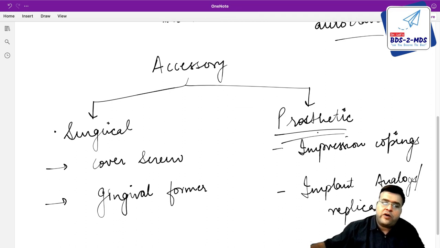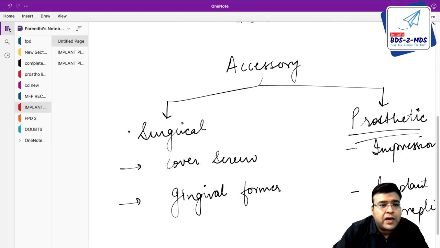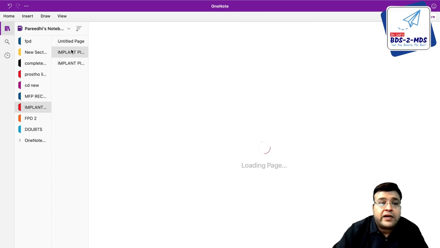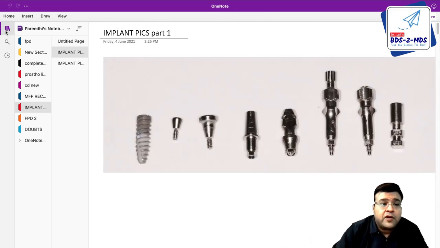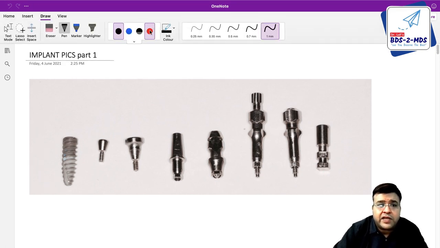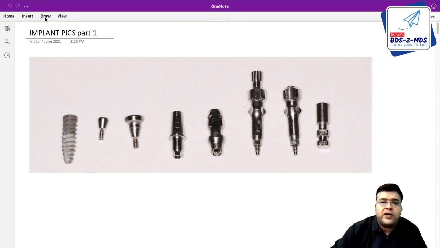So what do we want to know here is where these components are used. We are going to discuss in detail all these parts. So let us see how these components look. How do you identify these components when it comes to image-based questions? These are the favorite questions of exam setters, because they want you to know how to identify the components first.